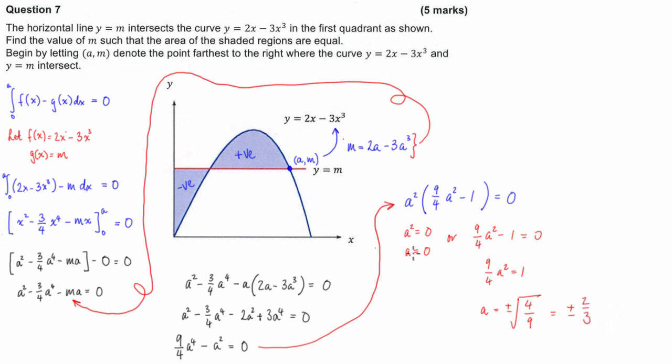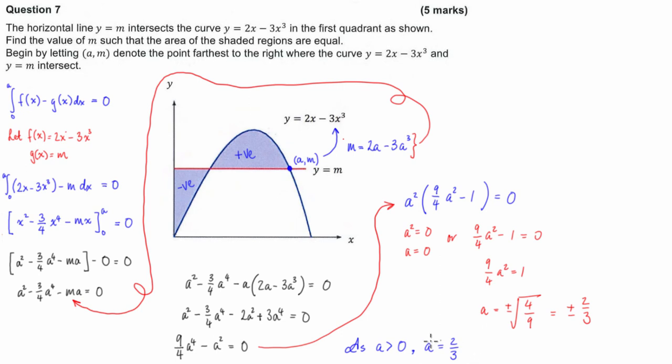Cool. Now, we can write a little love message to the examiners to let them know that we're still thinking clearly. We can say that as a is greater than 0, this a value must equal just regular 2/3. Cool.